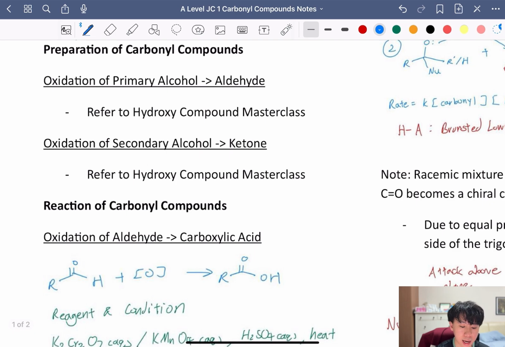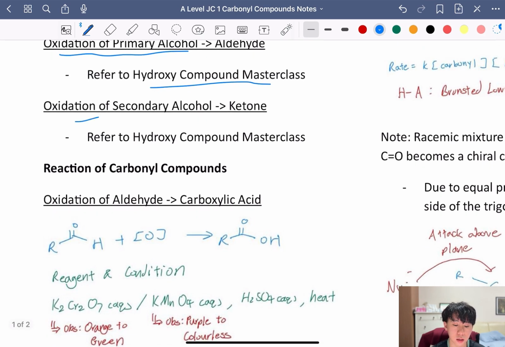Now, how do we prepare our carbonyl compounds? We can either oxidize primary alcohols to turn them into aldehydes. So you can refer to my hydroxy compound masterclass, where I run through the reagents and conditions, as well as the mechanisms for these kind of reactions as well. You can also oxidize secondary alcohols into ketones, and there you can also refer to my hydroxy compound masterclass.